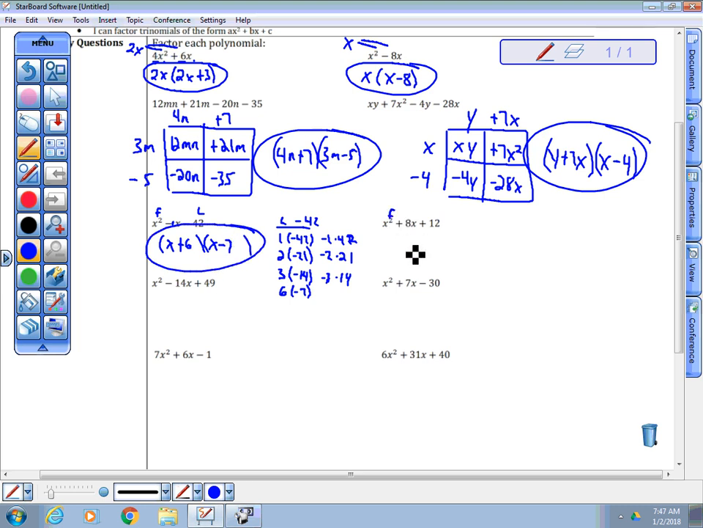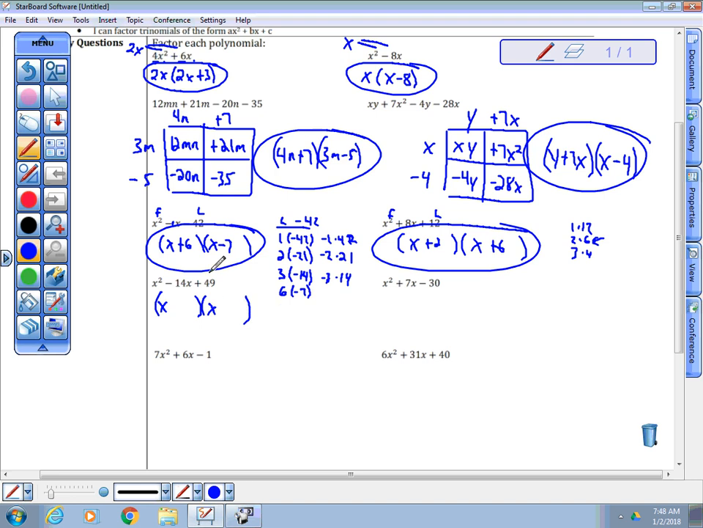Over here, first term, we will have an x in both of them. And my last term is 1 and 12, 2 and 6, 3 and 4. 2 and 6 is what works, so a plus 2 and a plus 6. This one here, we'll have an x in both of them. And my last term is 1 and 49, or 7 and 7, both of them same sign, so it's negative 7 and negative 7, which is positive 49 when multiplied, added together is a minus 14.